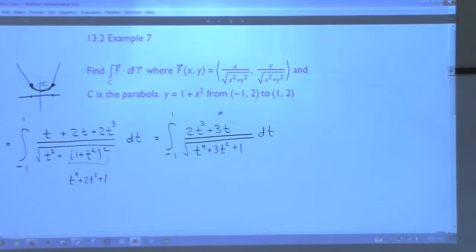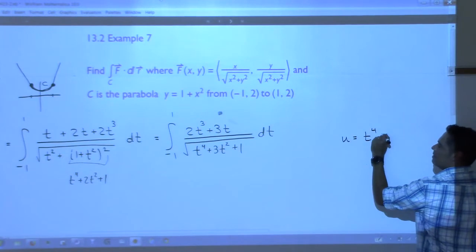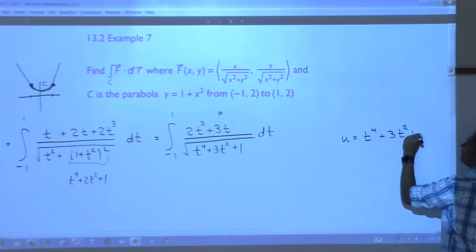T squared plus 1. Partial fractions? Well, oh, yeah. This is just a u-sub, everyone. This is all it is. It looks like it's not, but it is.